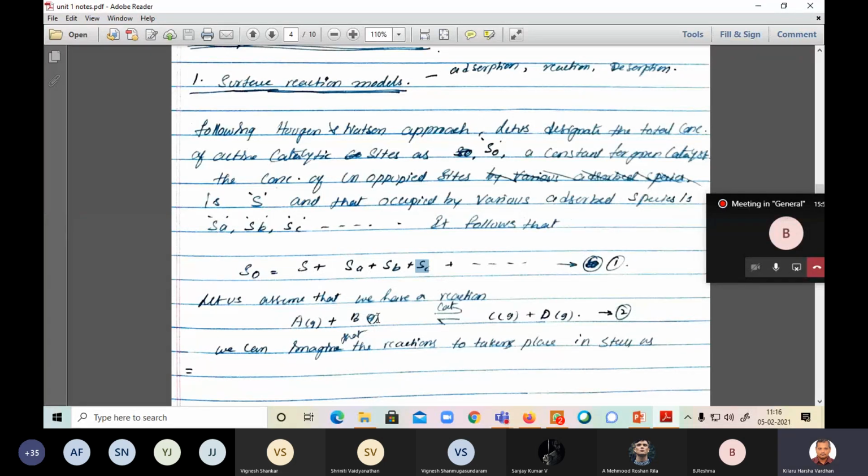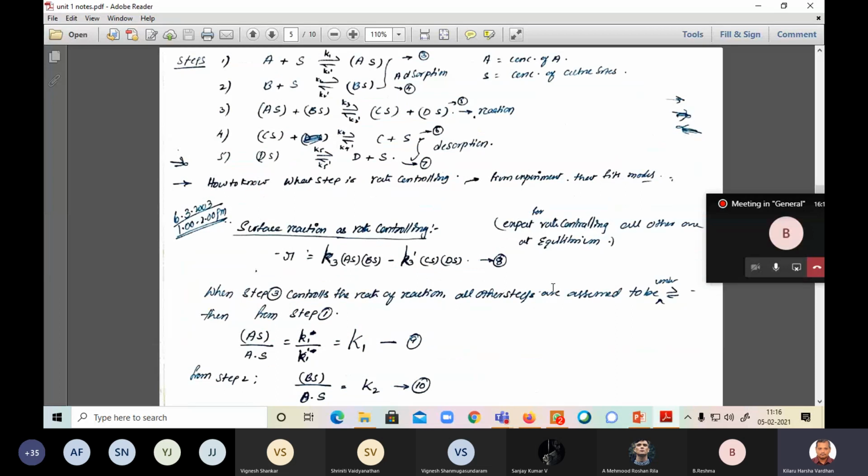And B is also sitting on the active side to give you some intermediate. This intermediate and this intermediate give you some intermediate product. That intermediate product is dissolved to give you C and D. So that is how we will assume it occurs in a series of steps. Now you see the series of steps.